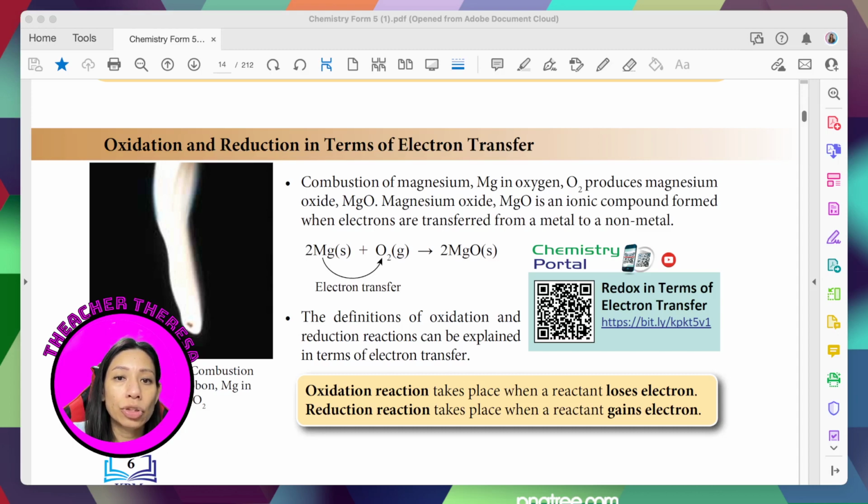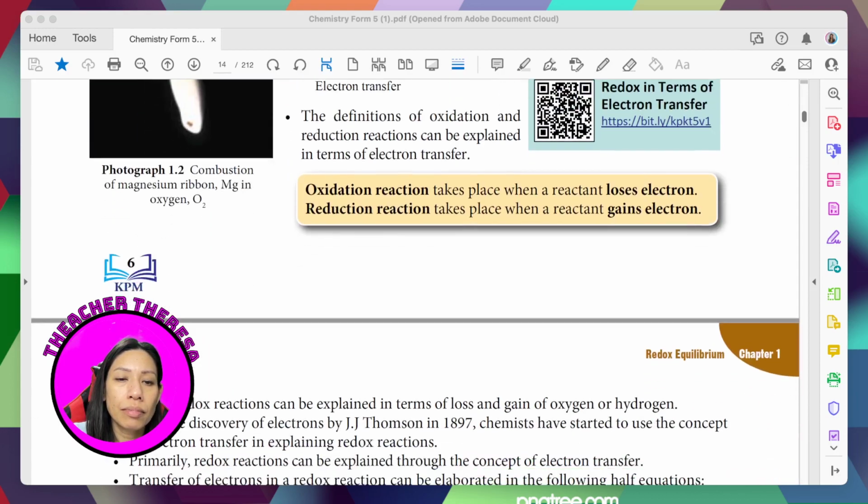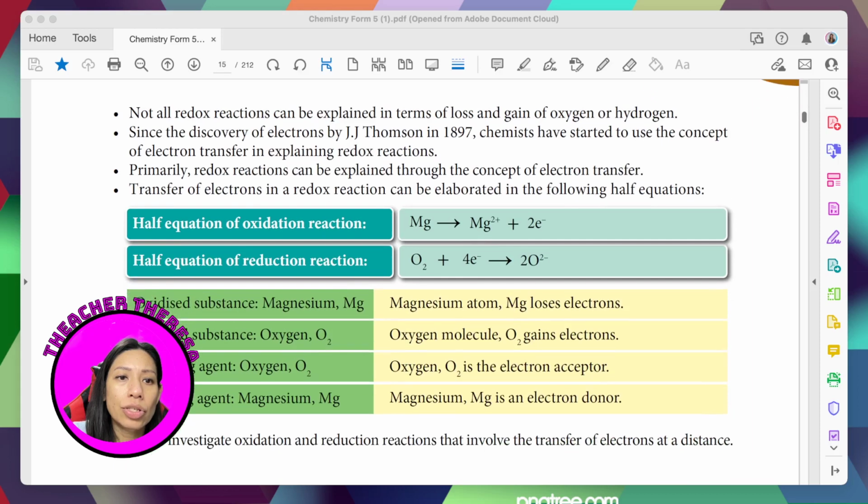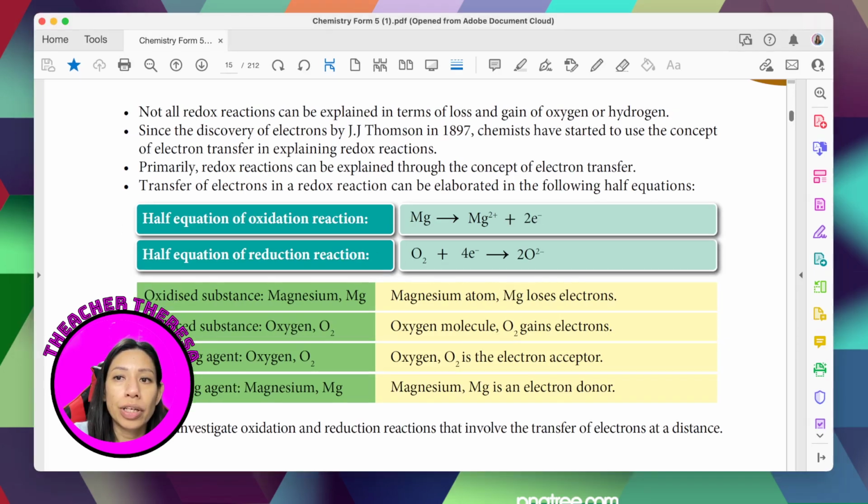So it has to be always written in half equation. For example, you have an equation, right? This is called a half equation because it involves electrons. So this is not a full equation because it's only involving either receiving or donating electrons. That's why it's called a half equation.